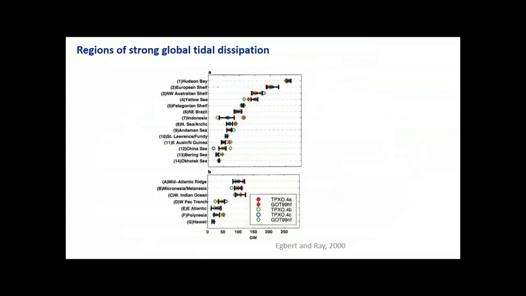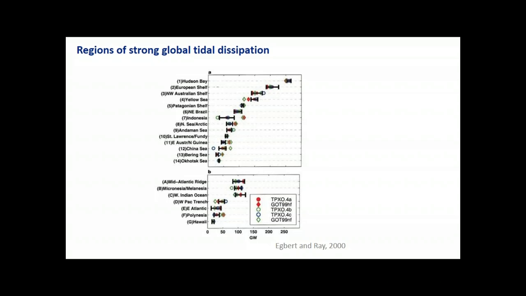And if you look at a very old paper, Egbert and Ray from 2000 in Nature, they quantified, based on TPXO data, all the top dissipation sites on the Earth. And take a look, what's number one is Hudson Bay. So our plan is to go ahead and resolve Hudson Bay and some of the other dissipation spots, the European shelf, et cetera, in a very targeted way. Instead of using 2 kilometers there, we'll probably go down to about 500 meters and use the best bathymetric data sets that we can get our hands on to improve that dissipation picture.